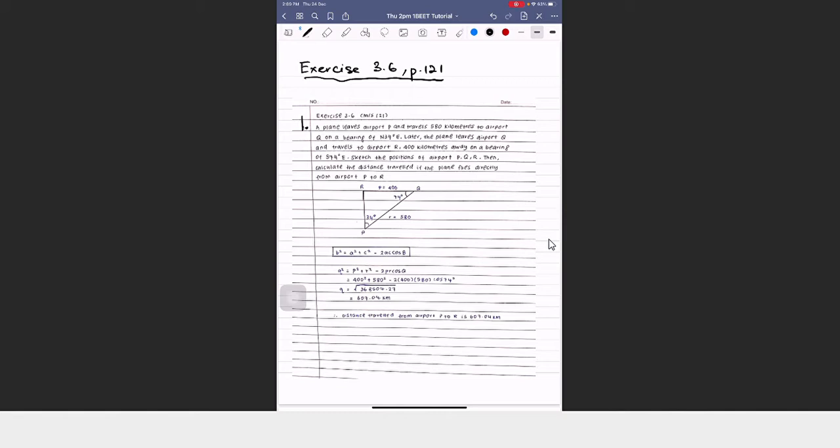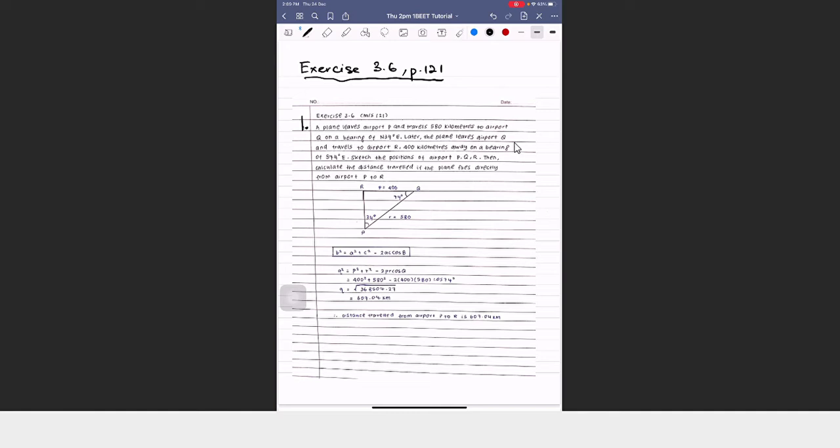Let's look at now the first question. We are looking at exercise 3.6, on page 121. So this question is from Fatiha, the solution. So let's look at the question together.